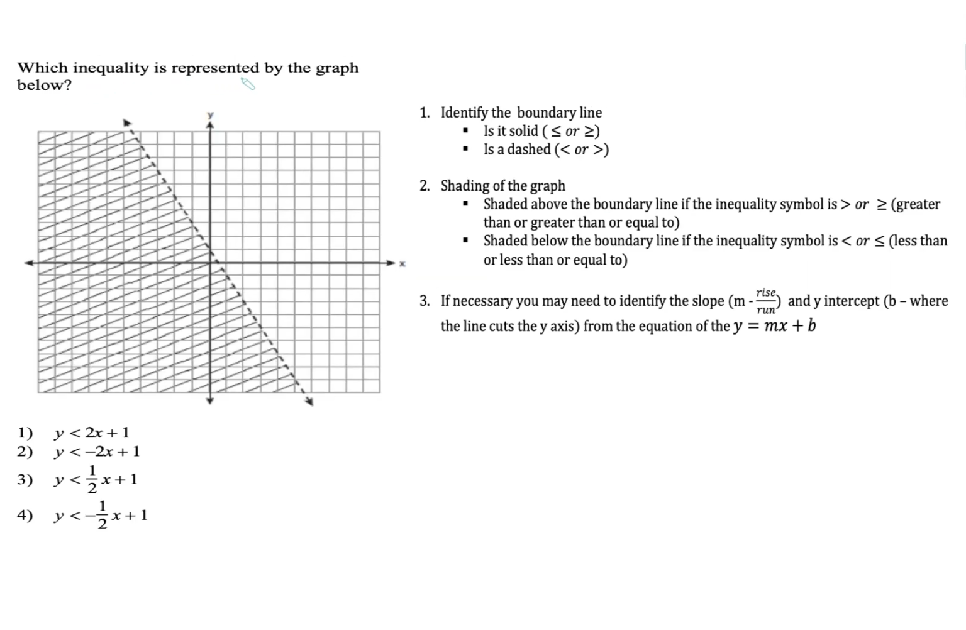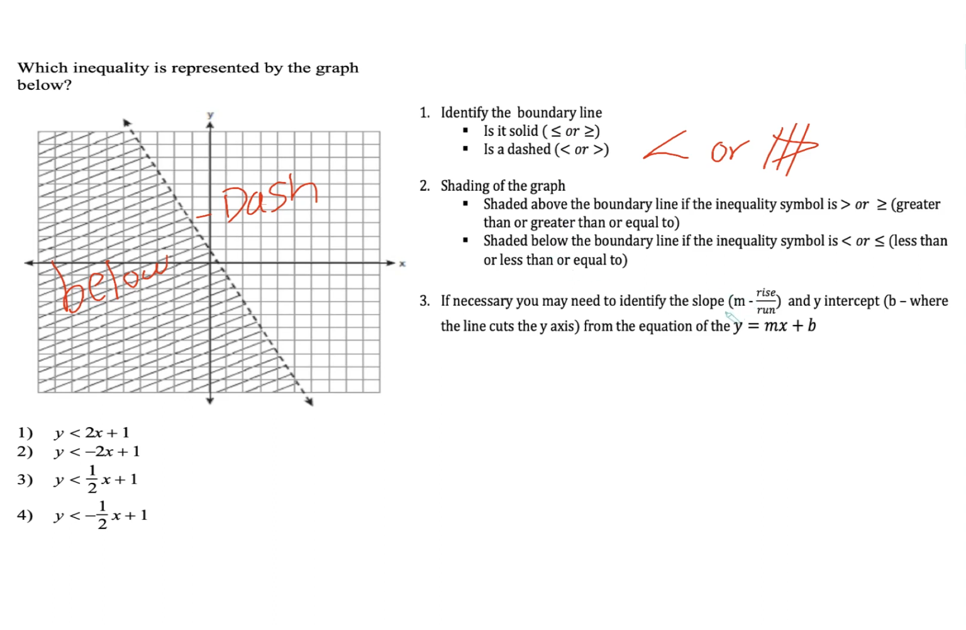Which inequality is represented by the graph below? So let's identify our boundary line. Our boundary line is a dashed line. So we're looking for either a less or greater than inequality symbol. Now when we look at our inequality symbols, they're all less. So we don't need that. Let's look at our shading. Our shading is below. And we know below means a less than. So 1 and 2 did not help us.